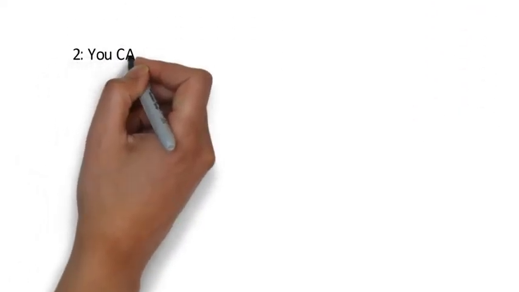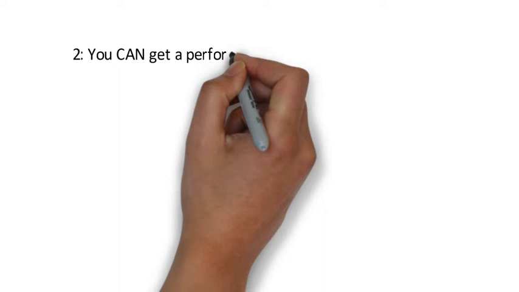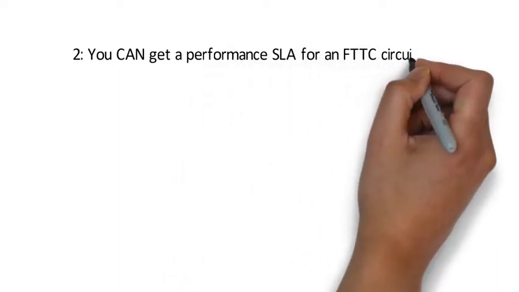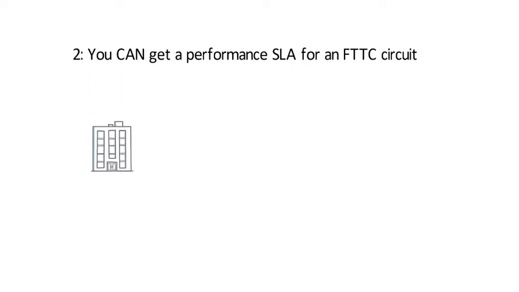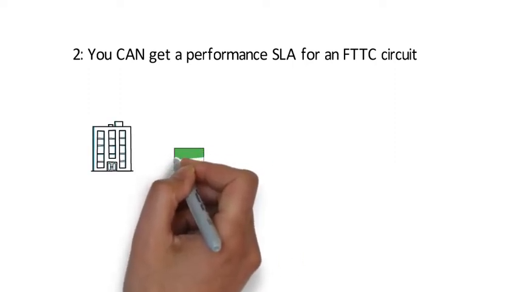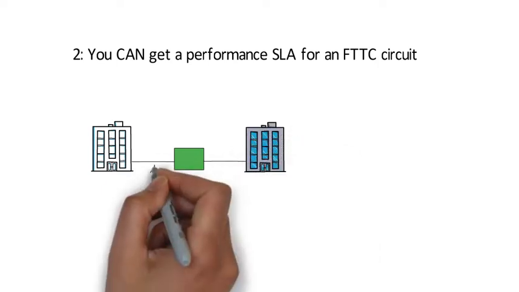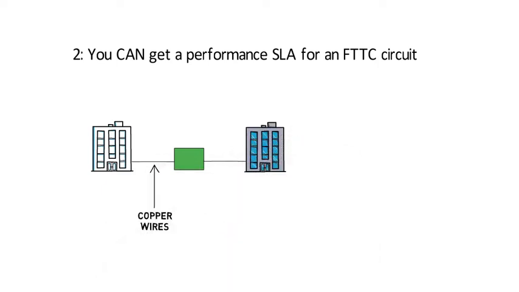The second fact is good news. You can get a performance SLA on a fiber to the cabinet connection. If we look at how an FTTC broadband circuit is put together, you can see that you are connected to a local exchange and your connection is backhauled across various networks until it connects to the internet services.